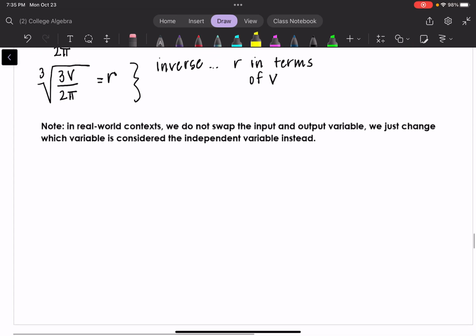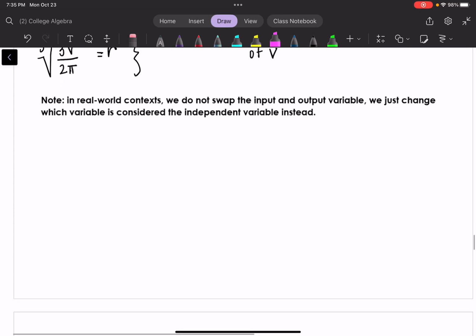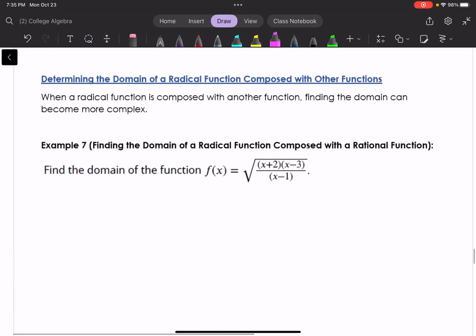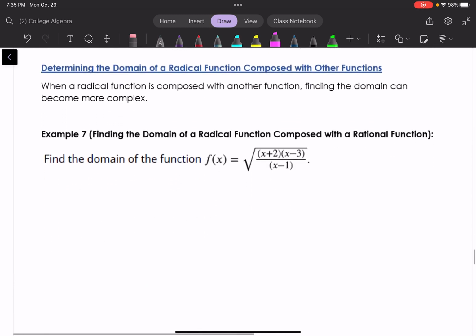One thing I want to bring to your attention is notice we didn't swap the variables when we found this inverse. And in a real world context, instead of swapping the x and y's per se, we just change which variable is considered the independent variable instead. So the same process, we're just not swapping x and y.